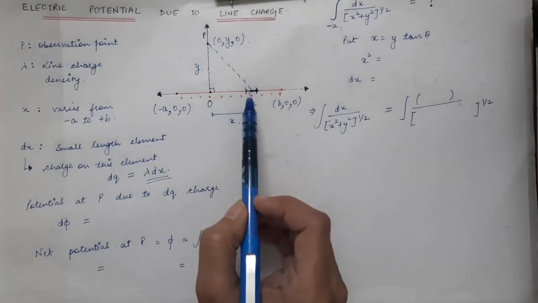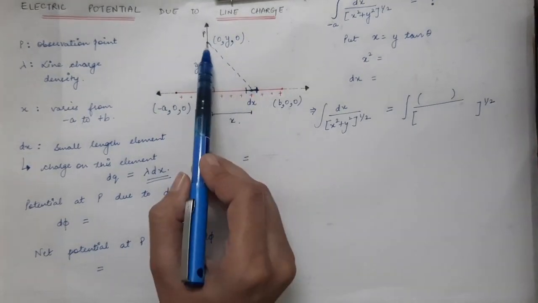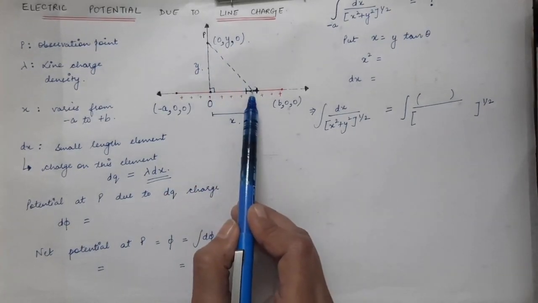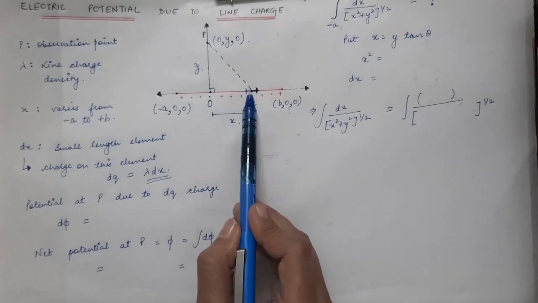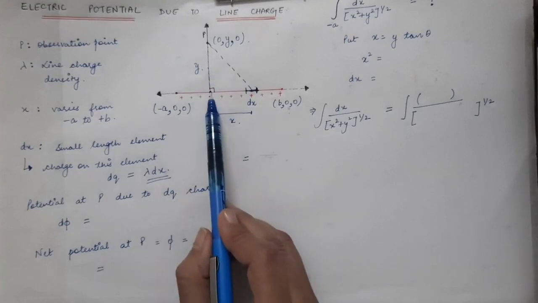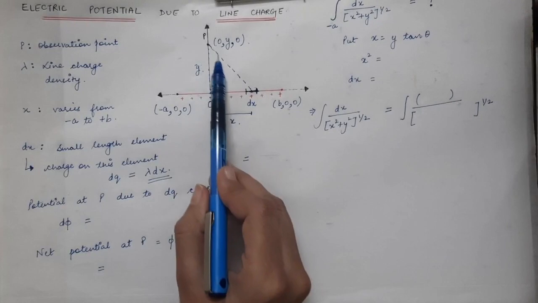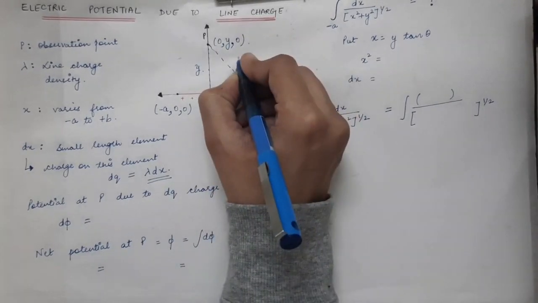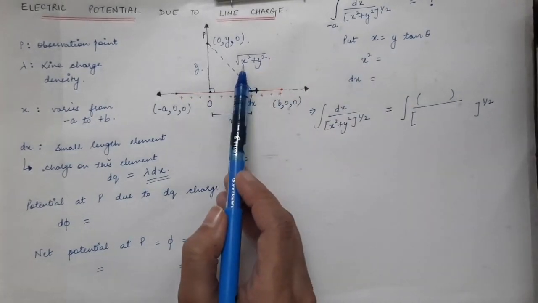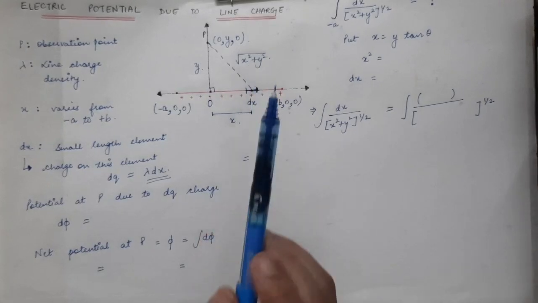So what will be the potential at P due to this small charge? You have to find out the distance of this observation point from this dq amount of charge, and this distance will be nothing but the hypotenuse of this right angle triangle. This base is equal to x and this perpendicular is equal to y. So the hypotenuse will be equal to under root of x square plus y square. x varies from minus a to plus b, whereas y will be constant.